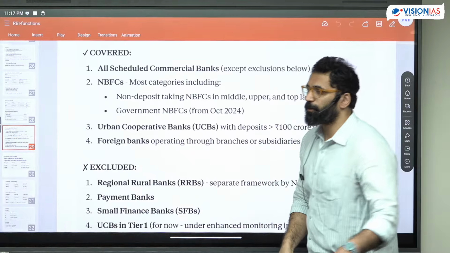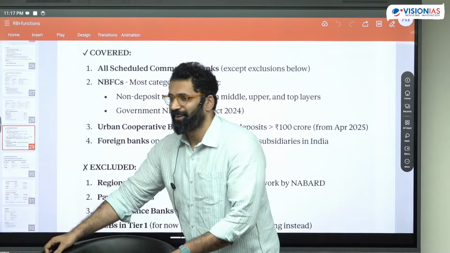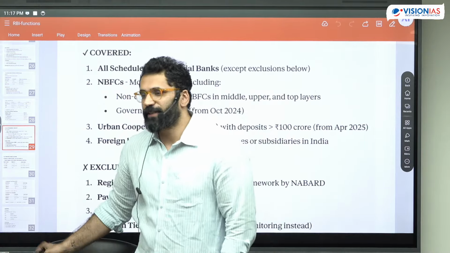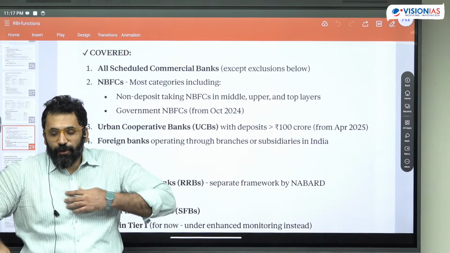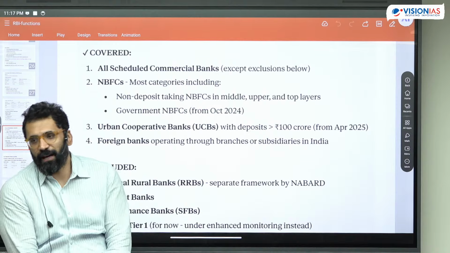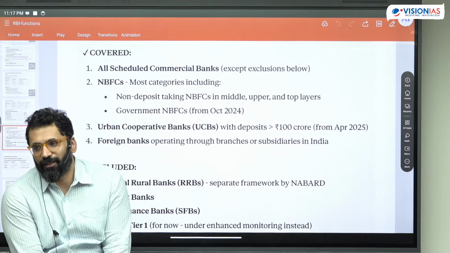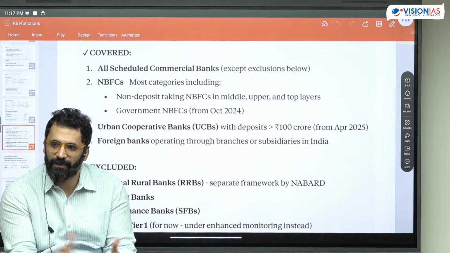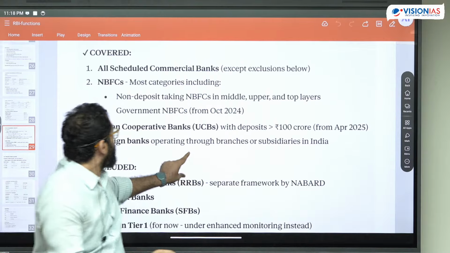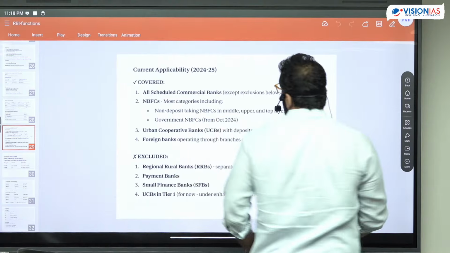Prompt corrective action for banks was introduced in 2004. Changes were made in 2017. NBFC was introduced in 2021, changes made in 24. Urban cooperative banks introduced in 2020, changes made in 2024. But these terms are covered in newspapers on a daily basis. This is what is your applicability.